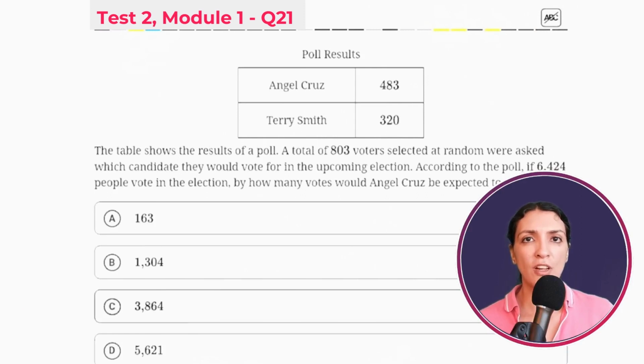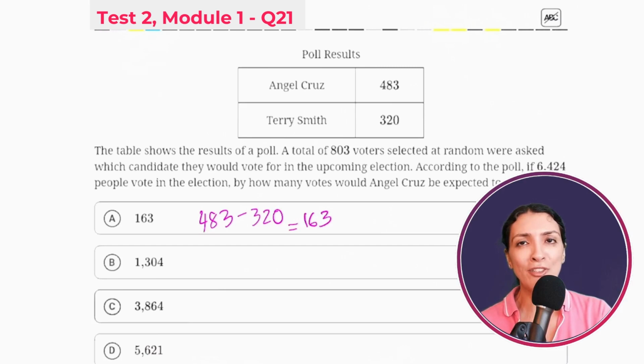This question involves proportion and extrapolating the results from a smaller sample size to a bigger sample size. We're asked to find out by how much would Angel win in the larger sample size. There are different ways of solving this, but one way is to find out by how much does Angel win in the poll that's given. That would be 483 minus 320, which is 163, which was given as choice A as one trap choice.